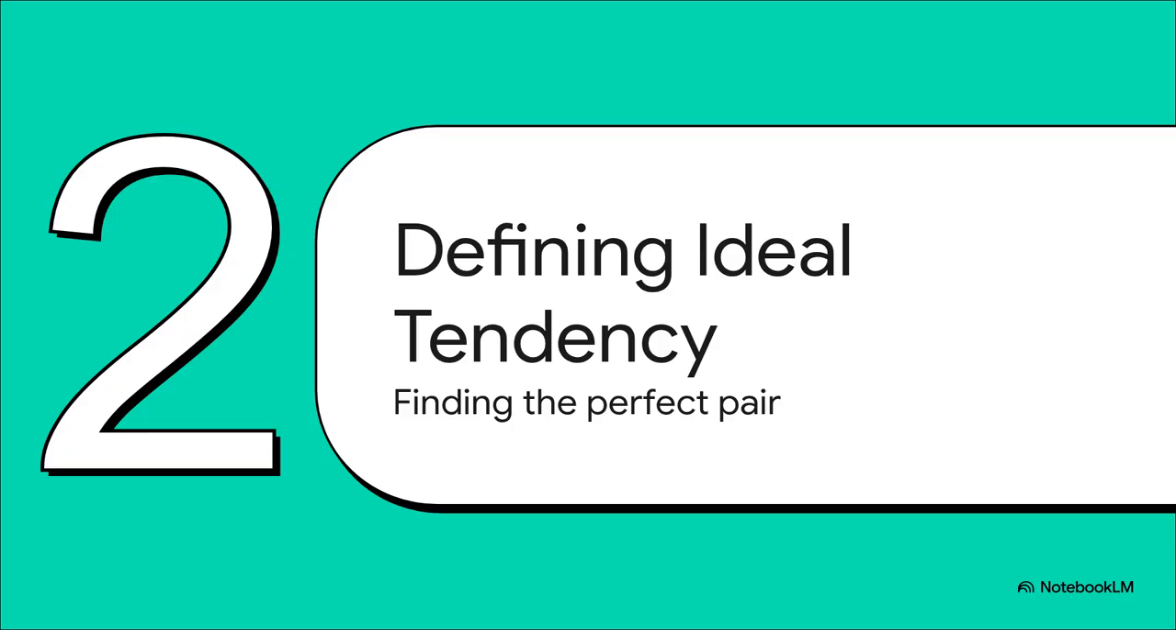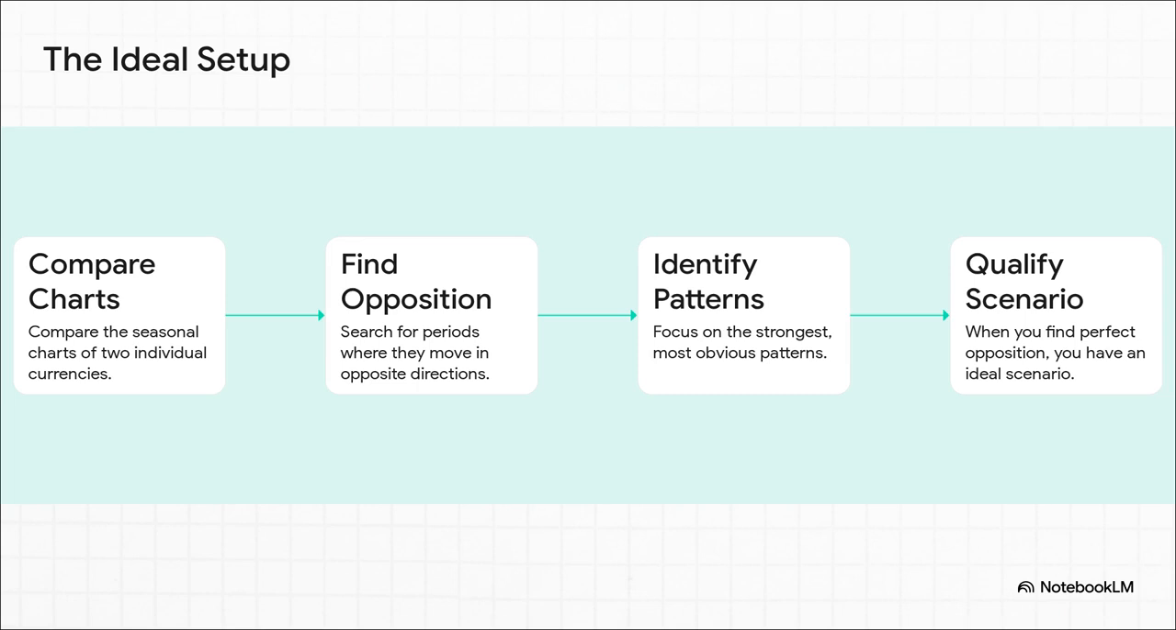Now, not all tendencies are created equal. So what separates a decent one from what ICT calls an ideal one? Well, that's exactly what we're going to break down next. The process is actually pretty systematic, which is great. First, you compare the seasonal charts of two different currencies, let's say the Australian dollar and the US dollar. You're literally hunting for times when they are moving in complete opposite directions. You want to zero in on the strongest, clearest patterns that just jump right off the chart. When you find that perfect opposition, you've qualified an ideal scenario for that currency pair.